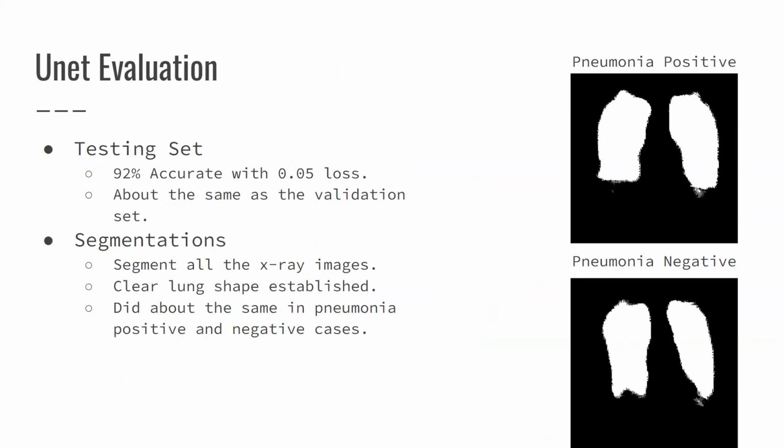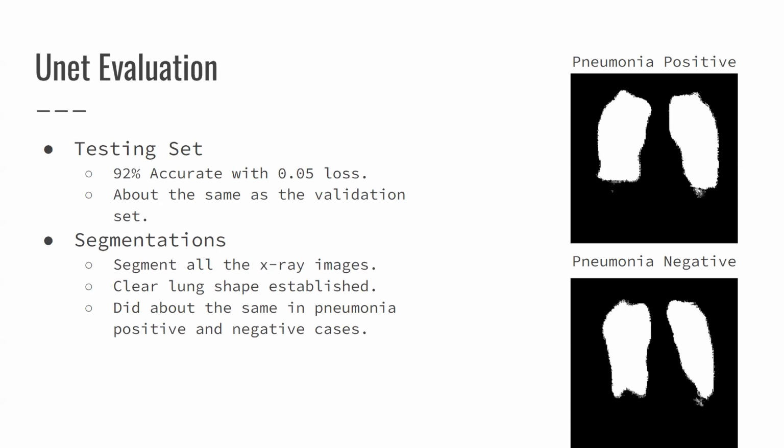Now, I mentioned it before, a testing data set. Now my model is completely done training. I'm going to be testing it on images it's never seen before, and that's the testing data set. On this testing data set, the UNet model was 92% accurate with a 0.05 loss. It's about the same as the validation data set from before.